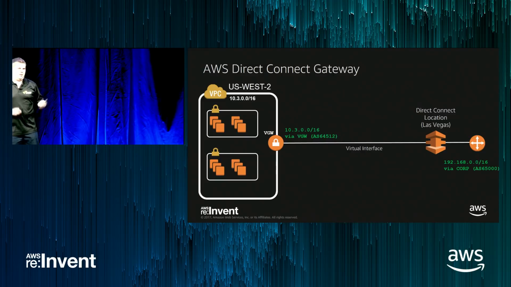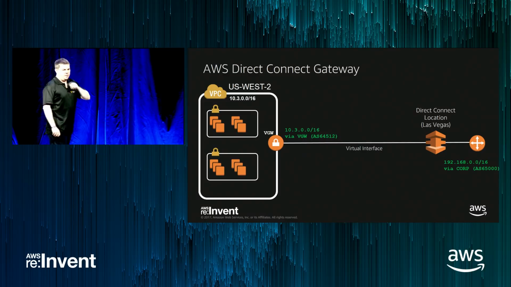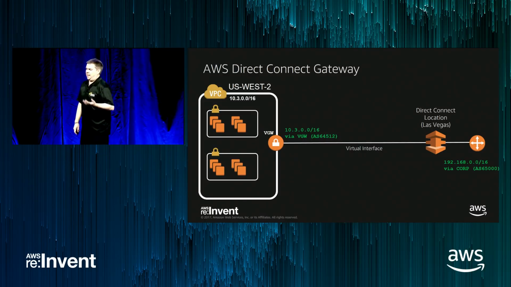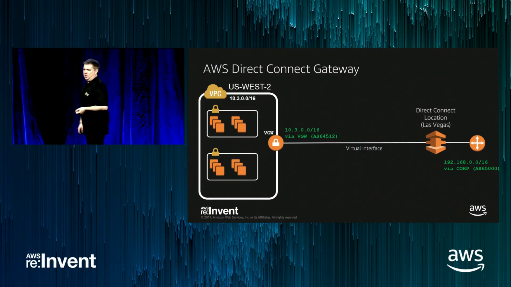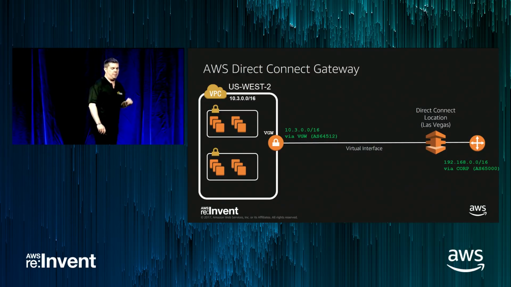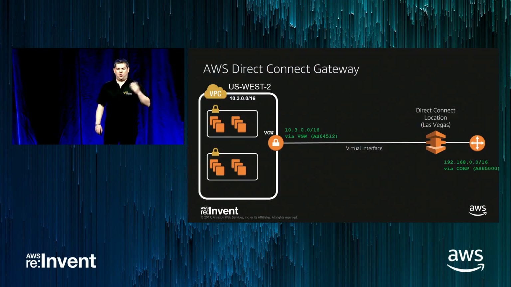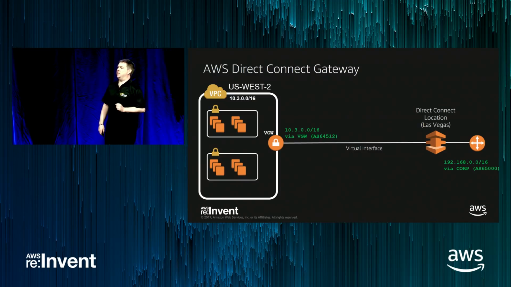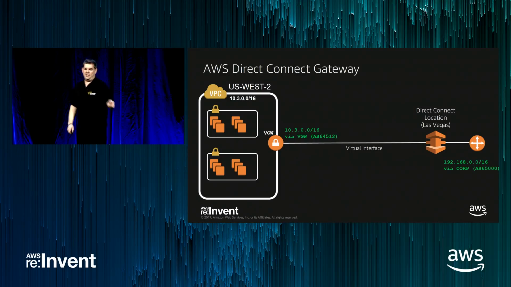So let's look at that a little bit more visually. So this is a typical connection with a private virtual interface. We have the Direct Connect location. I used the Las Vegas POP here at the SuperNAP. And we have the connection that goes to a private virtual interface and into our virtual private gateway. The BGP session is effectively established with the virtual private gateway, and 10.3 is announced. And from the corporate side, we have 192.168.